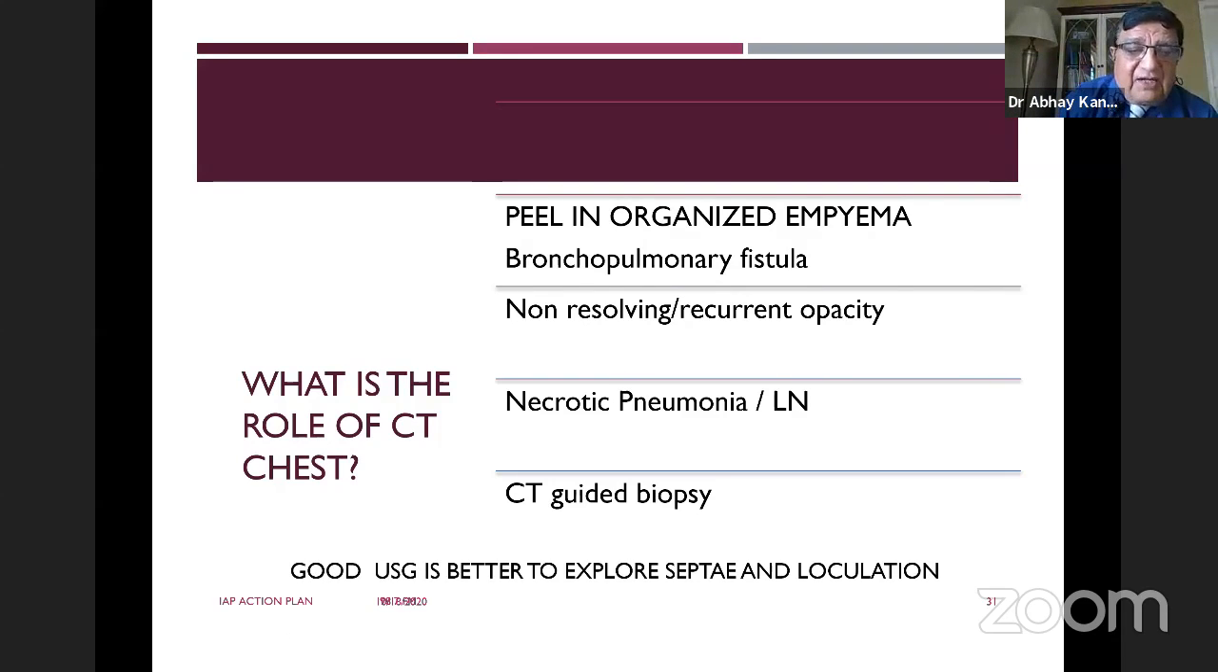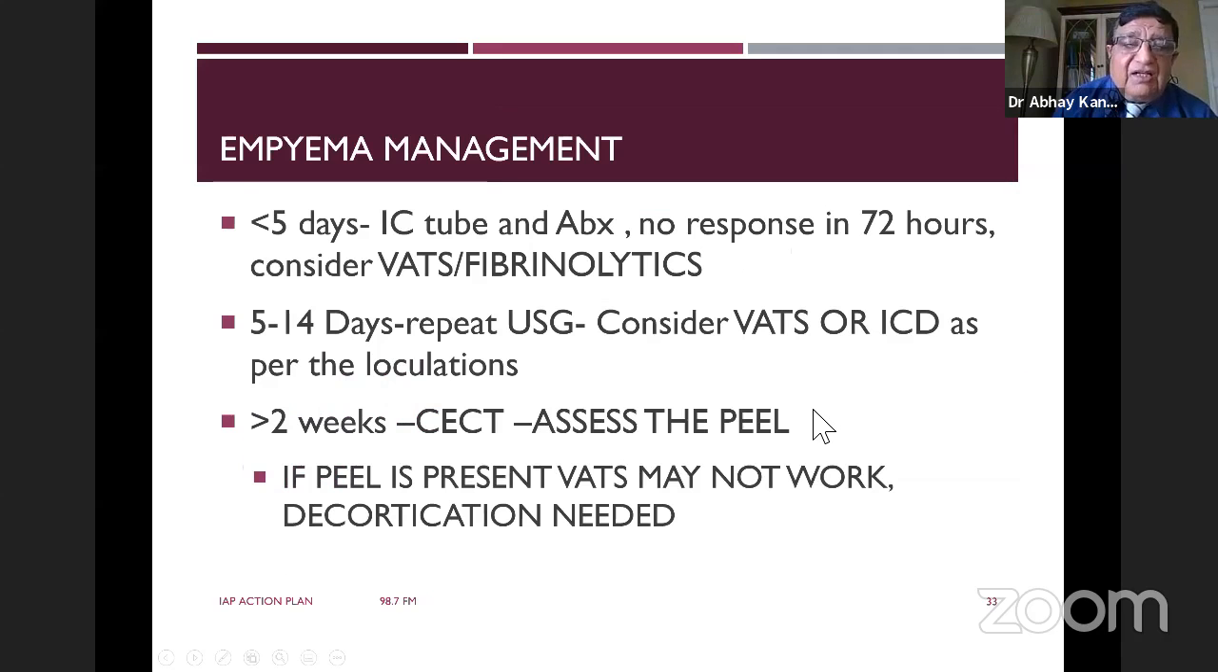The most important message I want to say is that a good USG is better to explore the septa and localization in a case of empyema. So a good CT is very, very important, is more sensitive and gives more as far as the localization and septa identification is concerned. Whereas if we suspect some bronchopulmonary fistula or a peel, in that case, probably CT has a definite role.